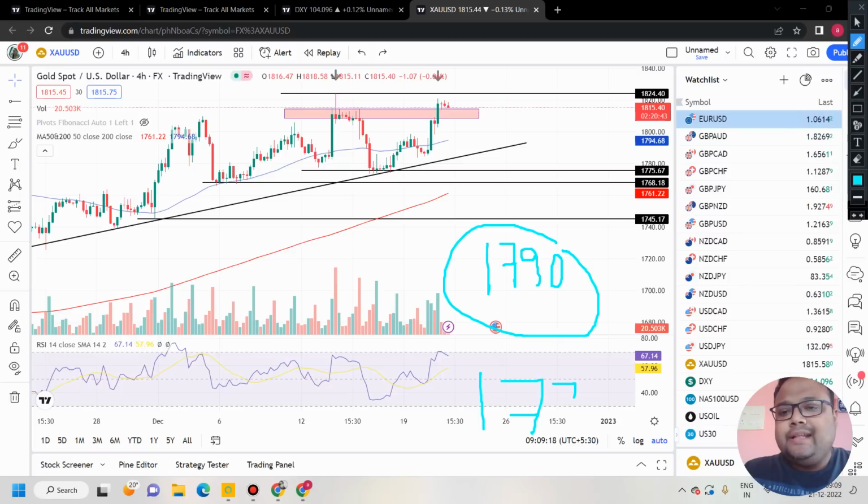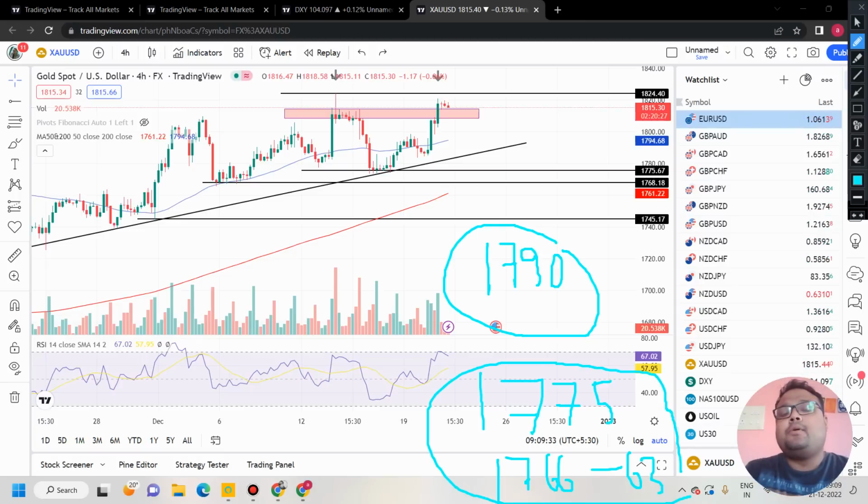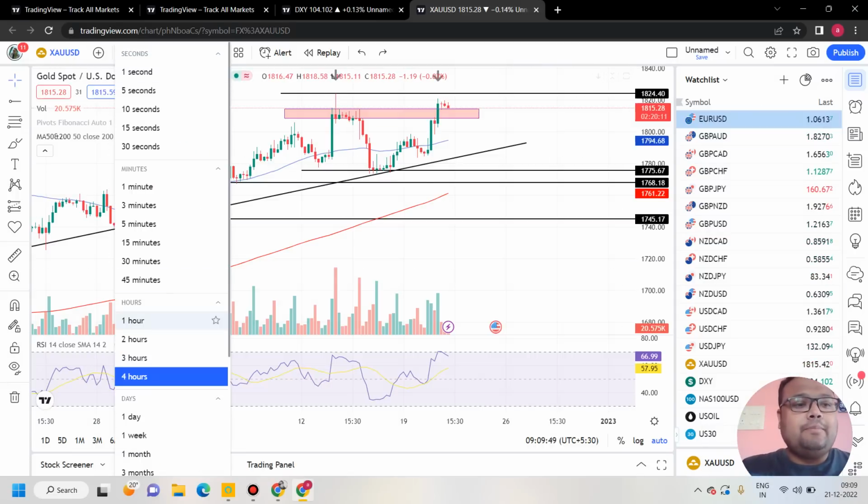Then we have got 1775 as a very strong support on the chart of gold because of previous price rejection as well as Fibonacci. I have already shown in my previous videos. Then we have got 1766. Already I have shown in my previous videos the importance of these levels. These are some proper supports on the chart of gold, whereas 1825 is a proper resistance on the chart of gold. But during the day, there may be some small minor supports where you can consider taking a buy position as well.